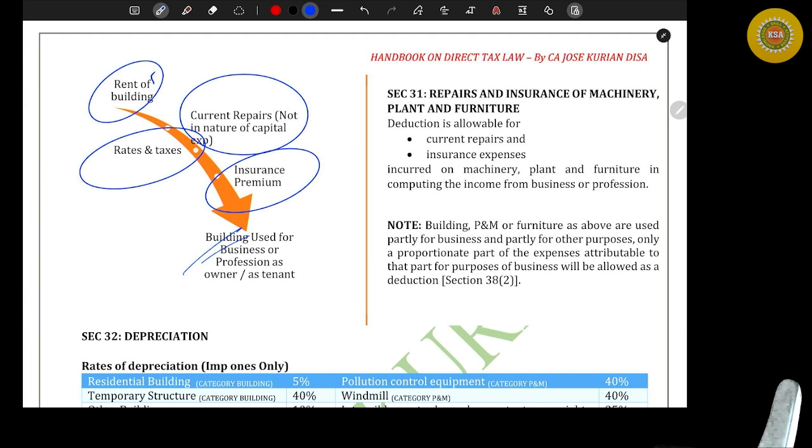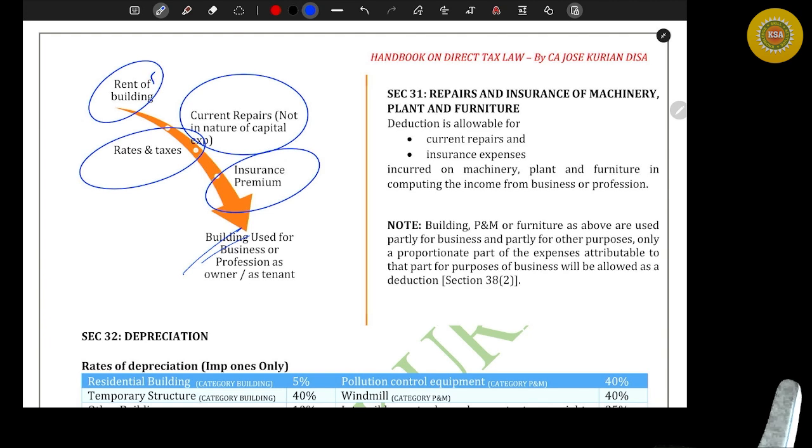Are you with me? All those items that are specifically mentioned under 30 to 36 are only allowed as a deduction there. The other items which are related to your business have to be mandatorily claimed under 37. Are you all with me? Now there is a common note for this. Can you read this note? This is actually section 38. Can you read this common note?